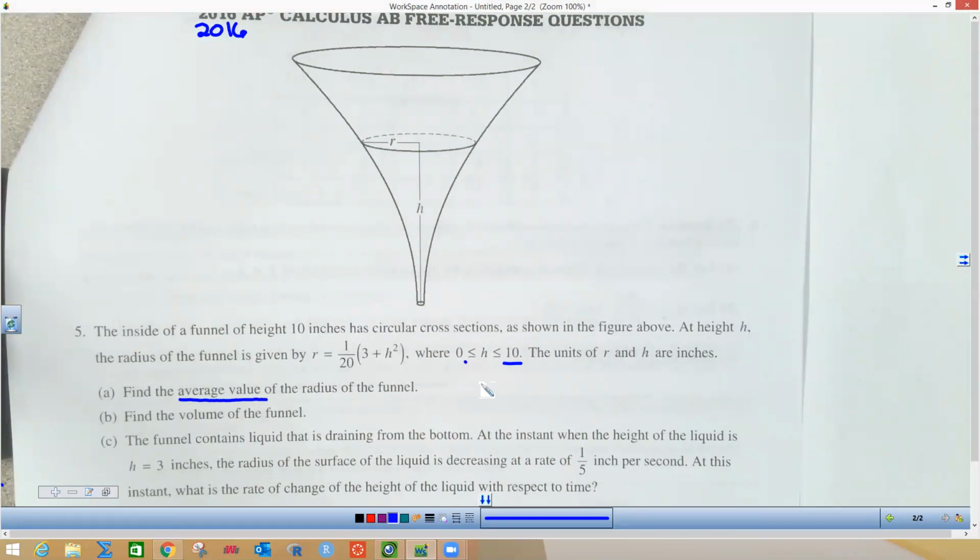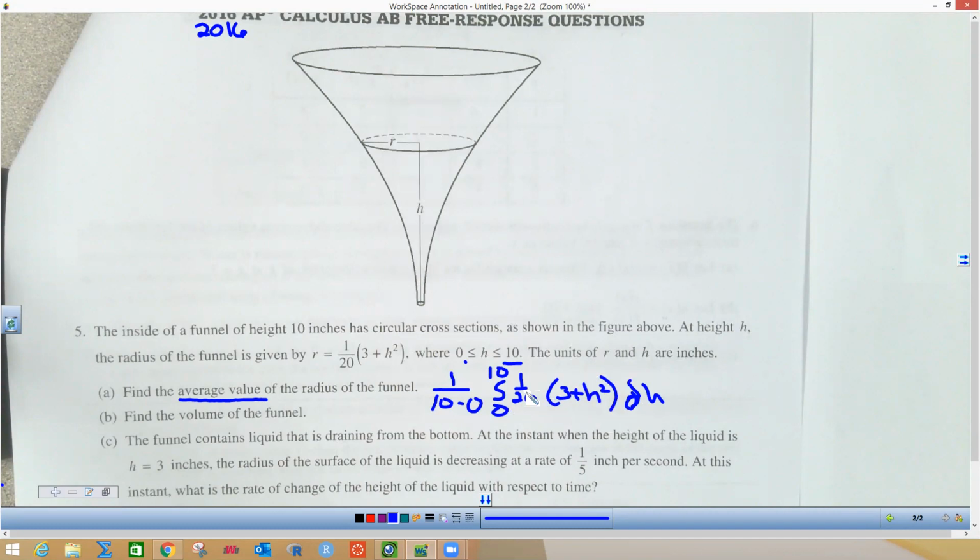That's going to be the average value theorem. So that's going to be 1 over 10 minus 0, the integral from 0 to 10 of this radius function, which is 1/20th times 3 plus h squared, dh, as the change in the height goes. dh is the change in the height moving vertically. So this is the formula that we want to solve.